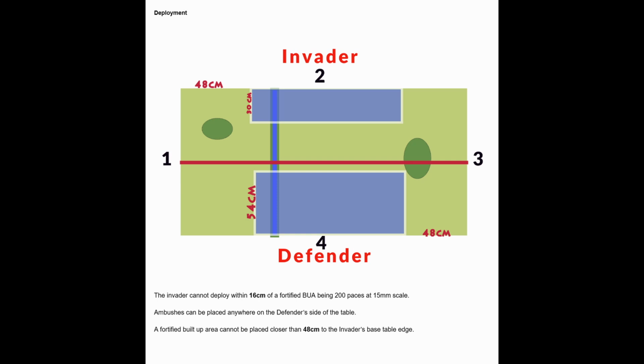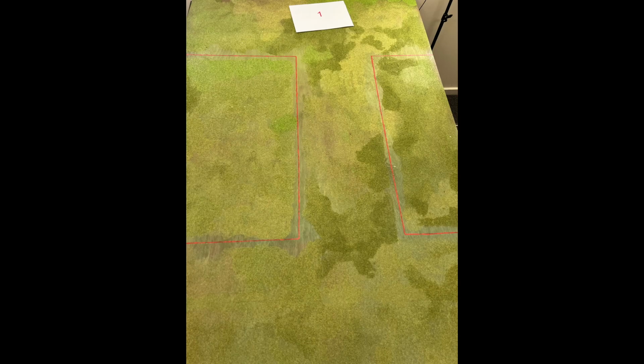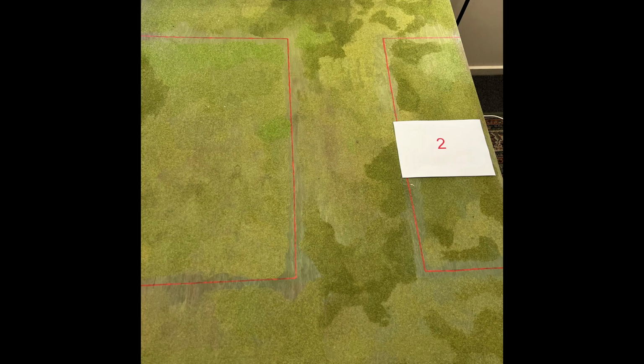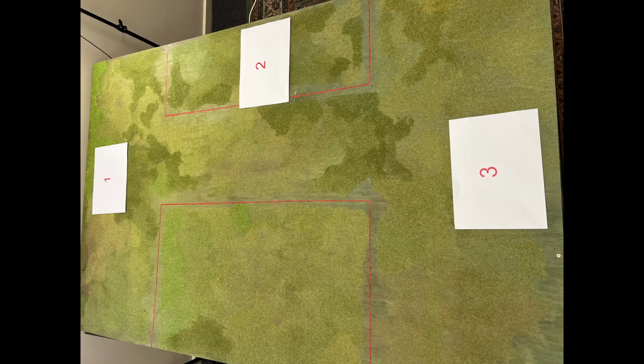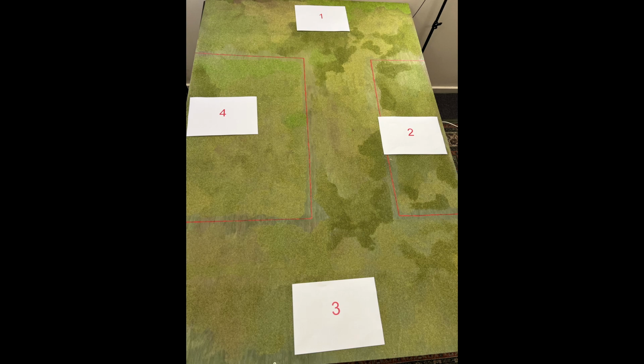But before the players disclose to each other what types of terrain they have chosen, the players determine which sides of the table are to be allocated which numbers for the purpose of placing those types of terrain chosen. In this respect, the side to the left of the defender is nominated 1. The side on which the invader will deploy, the invader's base edge, is nominated 2. The side to the right of the defender and the left of the invader is 3. And the defender's base edge is 4.